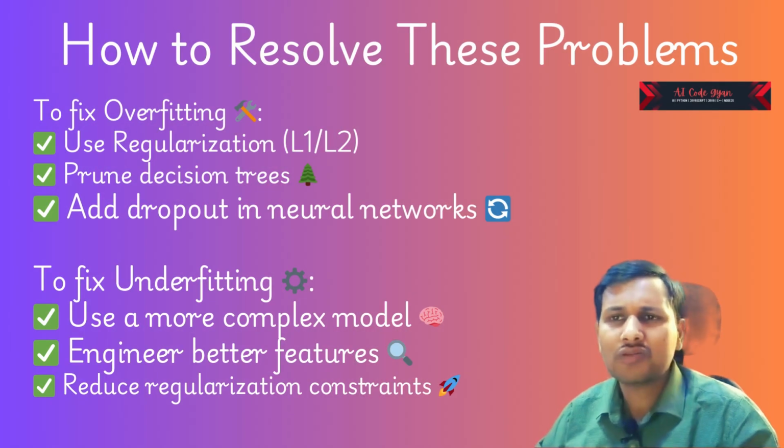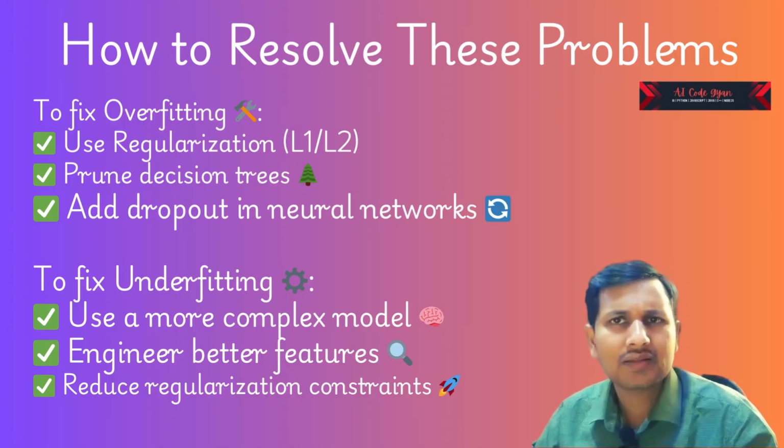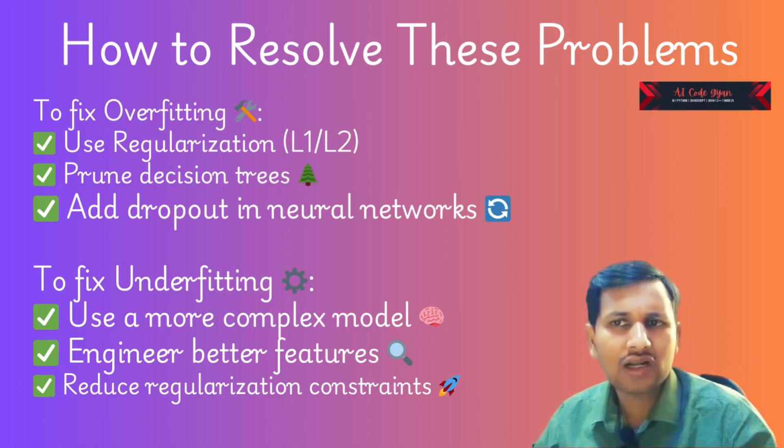Now let us see how to resolve these problems. To fix overfitting, use regularization, L1 or L2. When we calculate MSE, that is mean square error, then we add a term of L1 or L2 to make sure that the problem is fixed. In overfitting we have low bias, high variance, so that condition will be fixed with the help of the L1 or L2 factor.